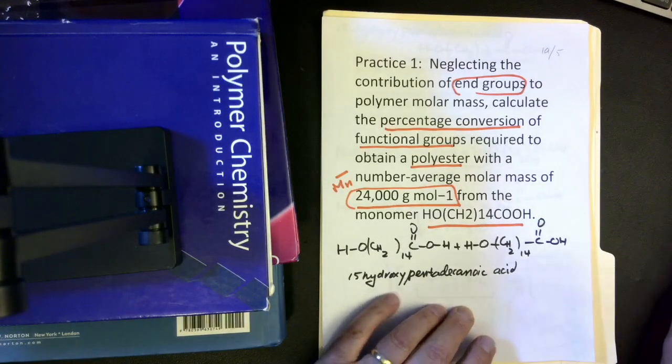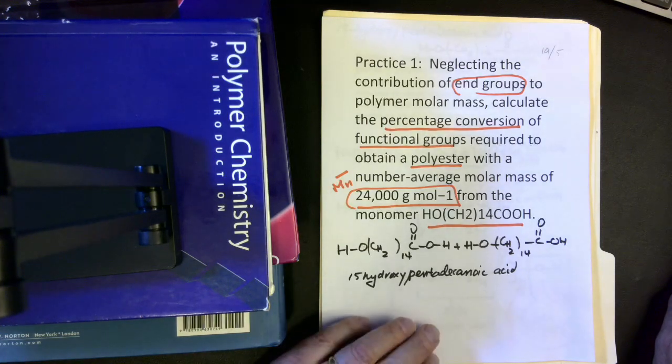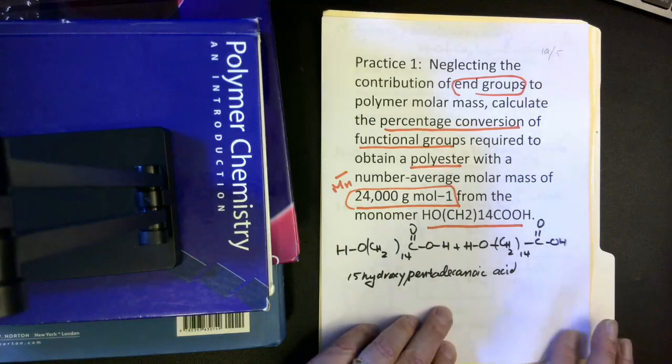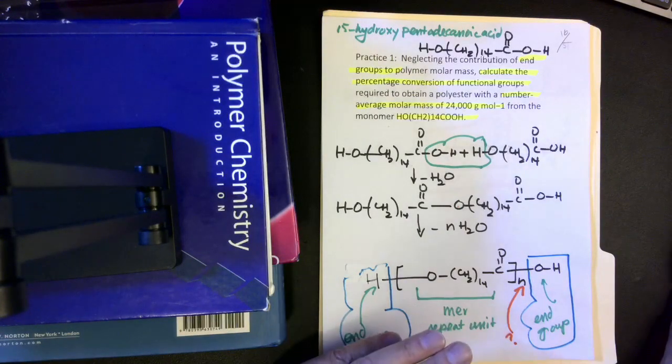Now, it says we're going to ignore the end group. So I have a little slide later on for the end group. What's the significance of the end group? So hold on for that for a second. So let's look at what we're making here. So we try to make a polymer, right? So the same problem up here.